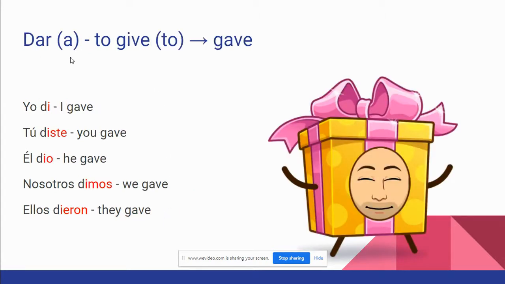Dar means to give, and sometimes we can use the word a after dar. It doesn't have to always be used. So dar a means to give to. In the past tense, it is gave. Yo di, I gave. Tú diste, you gave. Él dio, he gave. Nosotros dimos, we gave. Ellos dieron, they gave.